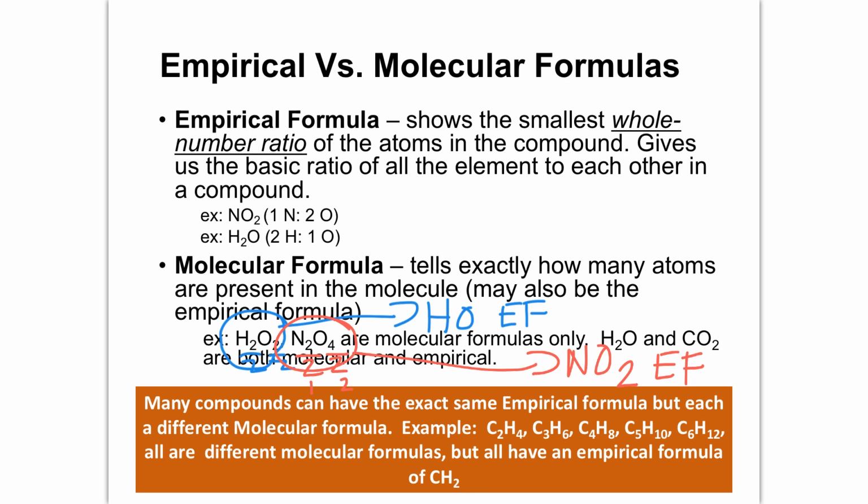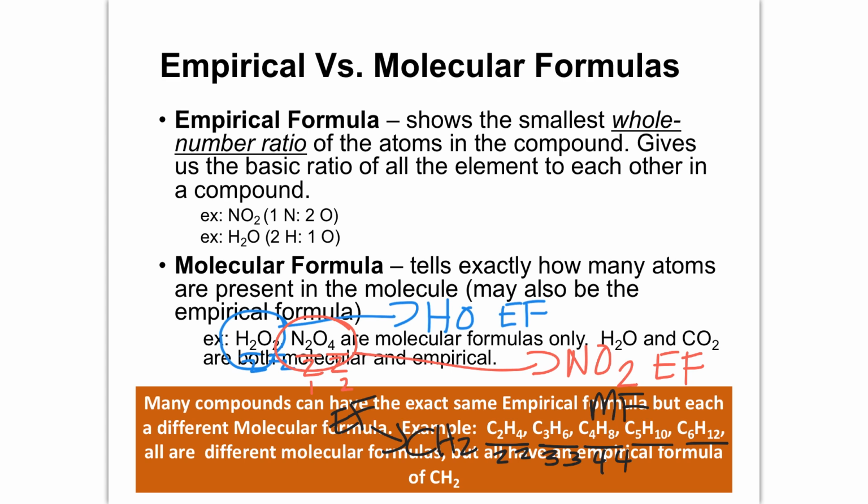So here we go. We can look at all of these materials here: C2H4, C3H6, C4H8. They all have a 1 to 2 ratio. So for every 2 carbons, I get 4 hydrogens. If I divide this by 2, I get CH2. If I divide this by 3, both sides, I get CH2 again. And this by 4, I get CH2 again. So they all have the same empirical formula, but they have different molecular formulas. And that's the difference between the two.